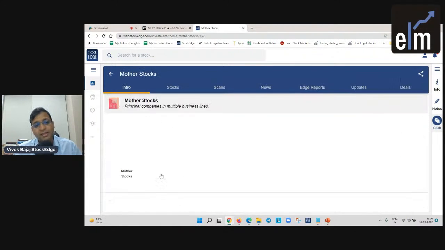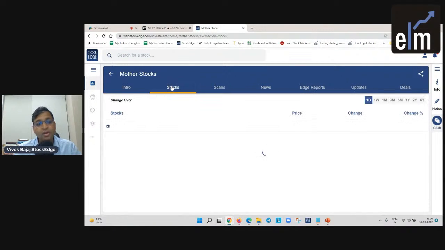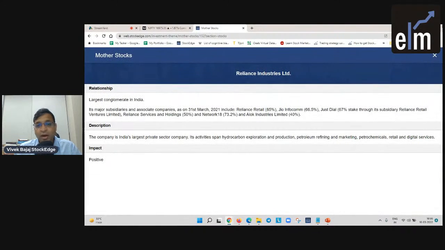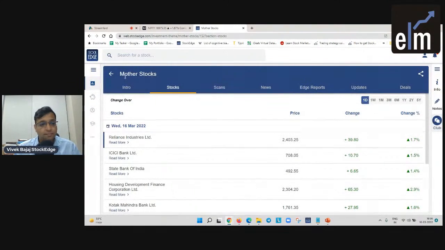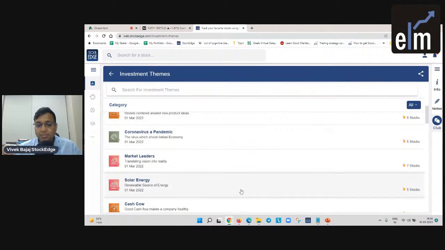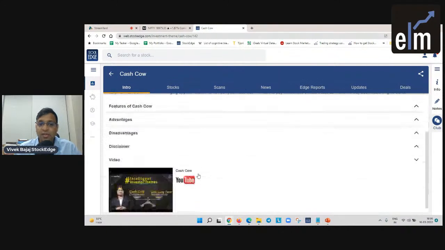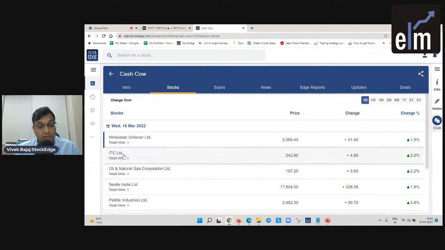Once you go inside any theme, you get the rationale of this theme, the logic, what it is all about, and the list of stocks. With the list of stocks, you get an explanation of why we believe this stock is relevant for that investment theme. So anyone who wants stock ideas to invest, there are multiple themes here. You can go to any theme and learn about it. There is enough learning content given in each theme along with the video, and you can look at the stock ideas here and trade or invest in them on a pure SIP basis.